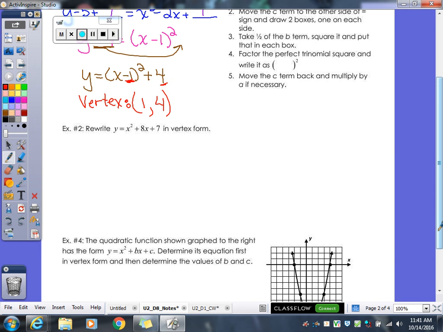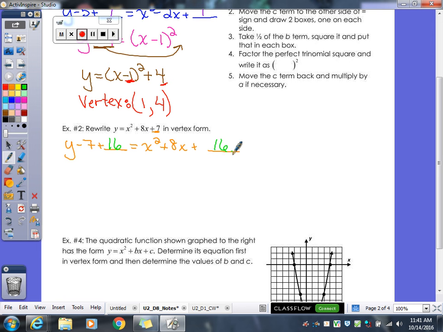All right, so let's try it again for number 2. First thing I'm going to do is move my 7 over to the other side, so I get y minus 7 plus a space equals x squared plus 8x plus a space. What number goes in our spaces? 16. 8 divided by 2 is 4. 4 squared gives us the 16.